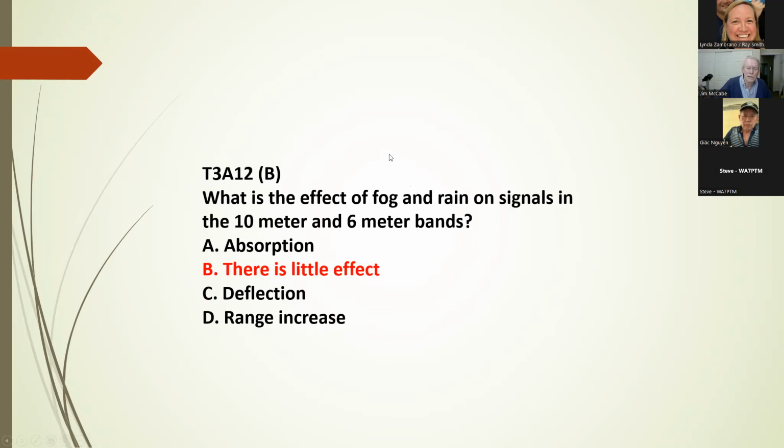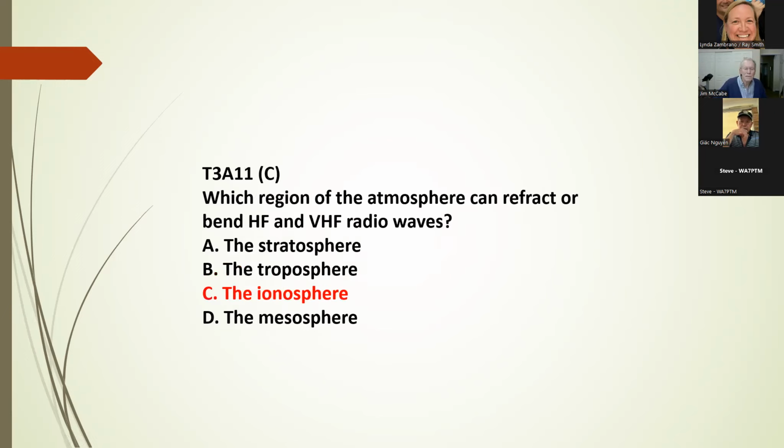And basically, the inverse answer, you might say: what is the effect of fog and rain on signals in the 10-meter or 6-meter bands? Well, those signals are in the bands where you don't have to worry about the absorption, and they're not going to make a big effect. So in this case, there is little effect. Your 10-meter signals are going to be just as good whether it's foggy or rainy or not. And which region of the atmosphere can refract or bend HF and VHF radio signals? The ionosphere. And we saw that in one of the earlier charts.